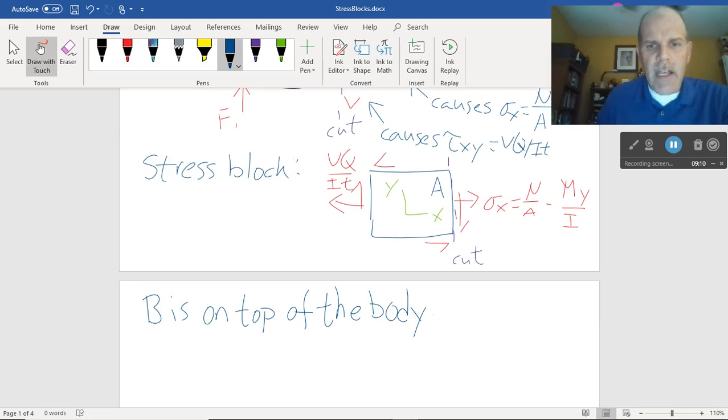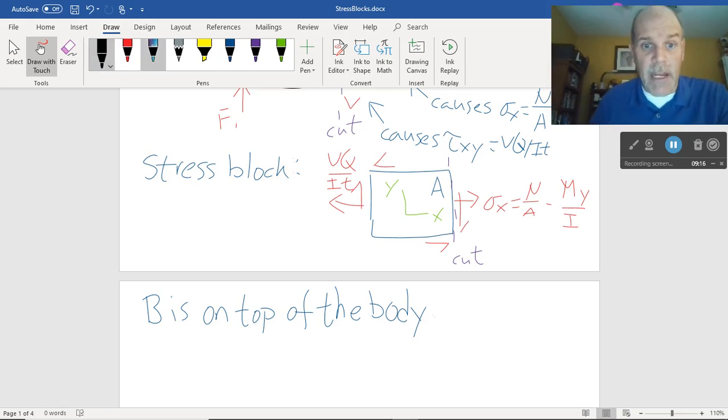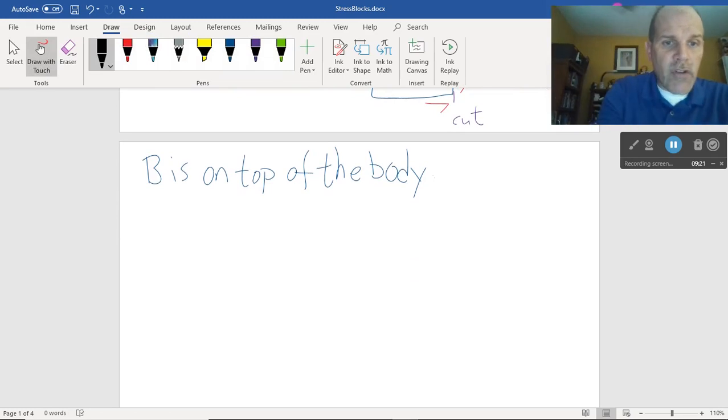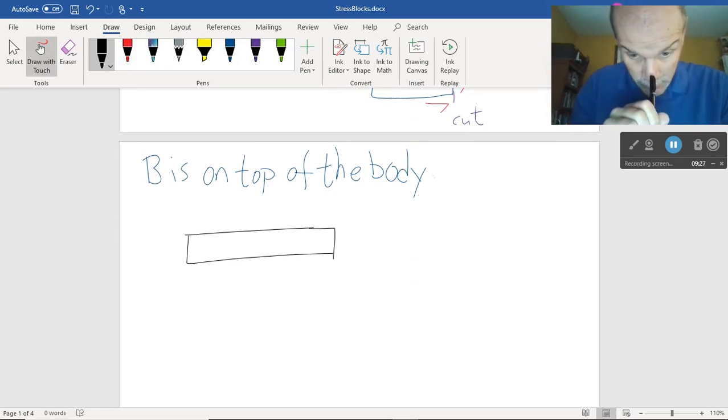Okay? So B is on top of the body. So that means if I wanted to draw a figure so I could actually see the block at B, what I'd have to do is draw something like this. Okay? I can't see my forces. I'm looking down on the body from the top. That's what I'm doing. I'm looking right down at this thing.